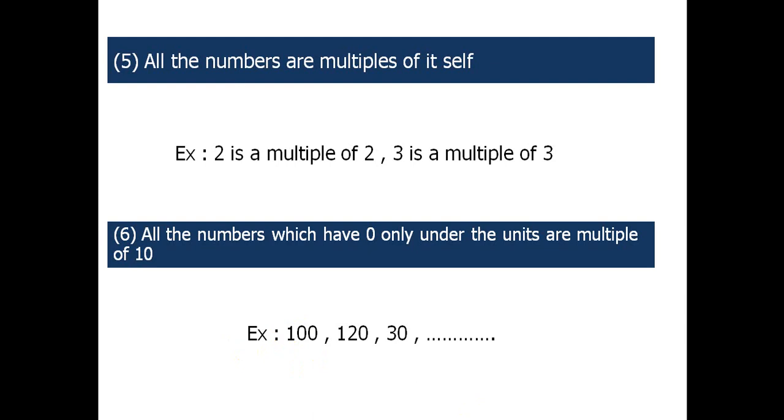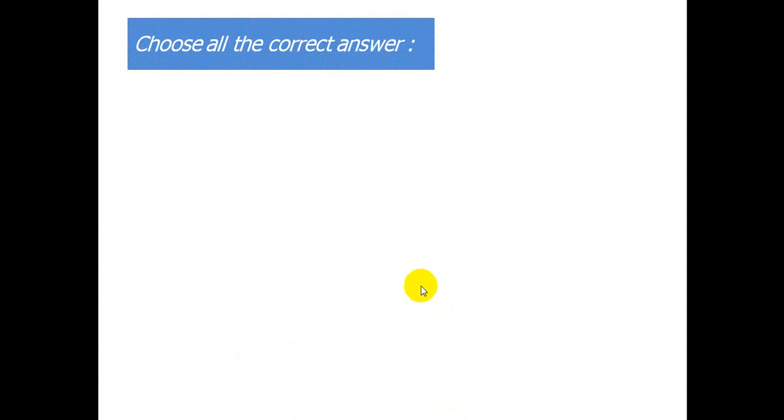Okay, now let's take our exercise on this lesson. Here, choose all the correct answers. Here, look. The multiples of 3 are what? I get 4. Okay.